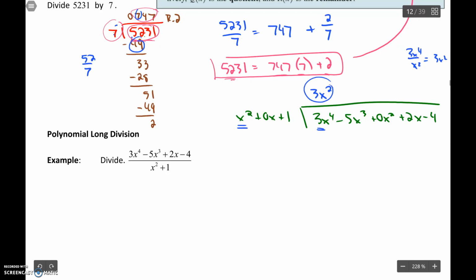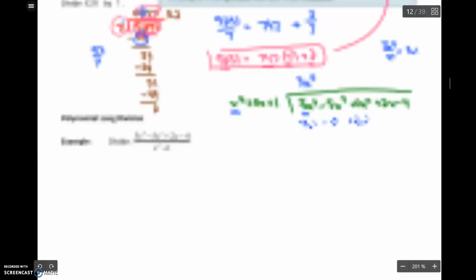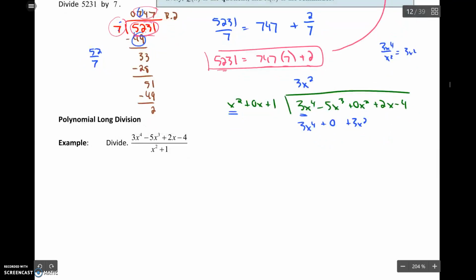Now I take this times this. To do that, you take this times the first one, 3x to the 4th, this times 0, plus 0, this times positive 1. So what you're really doing here is using the distributive property. Then I need to subtract. I change the sign and I add them. I need to subtract this.